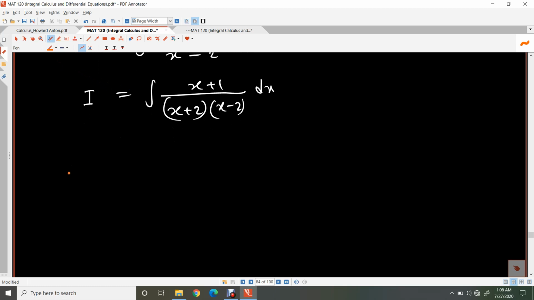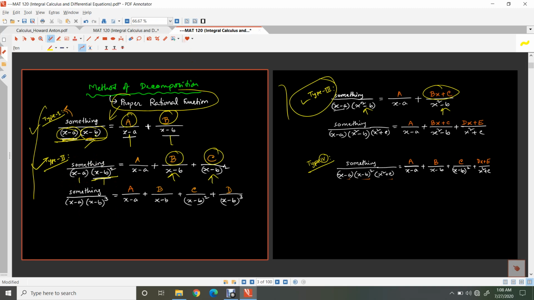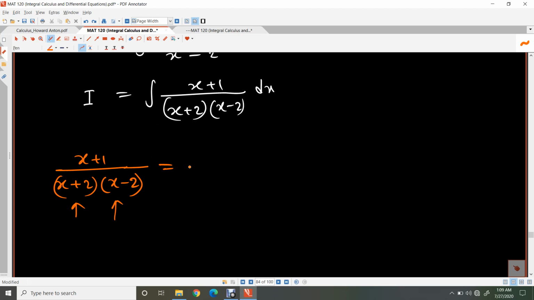In the next steps, we have to decompose this inner function (x + 1) over (x + 2)(x - 2). We don't need to focus on the numerator, we have to focus on the denominator. You can see these two factors are both linear factors. Here we have x to the power 1, x to the power 1. That means it goes with type 1, (x - a) and (x - b). x - a will take a constant A, and x - b will take a constant B. So we are doing the same thing here. Let's mention the type: it is of type 1.